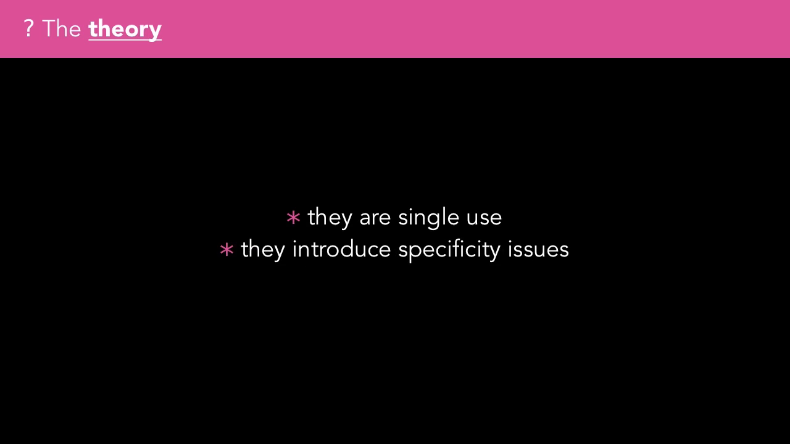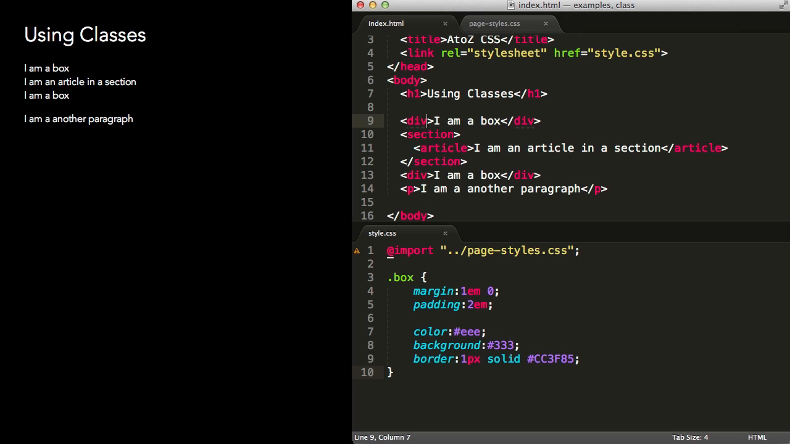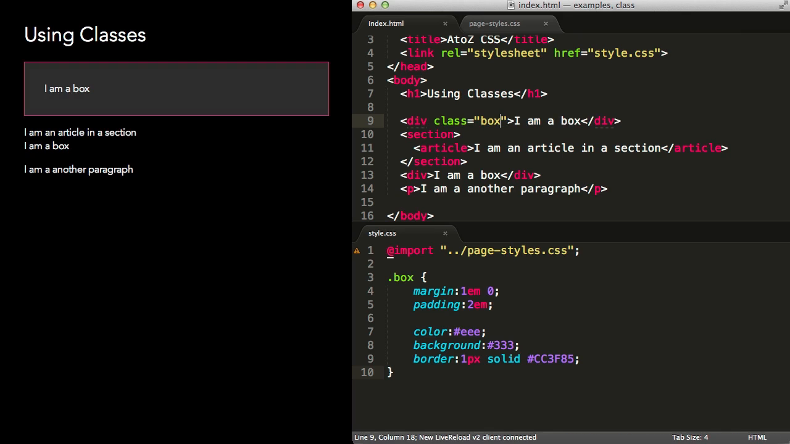I'll outline two key reasons why I avoid using the ID selector in CSS. They are single use, and they introduce specificity issues. One of CSS's strongest weapons is the class selector, which allows you to style multiple things multiple times with a single block of code. I often use the class of box in the code demos of this tutorial series to apply generic text styling and colour to elements on the screen so you can see what's going on.